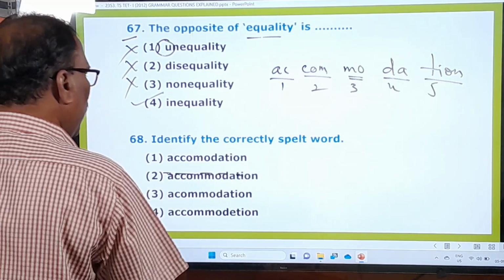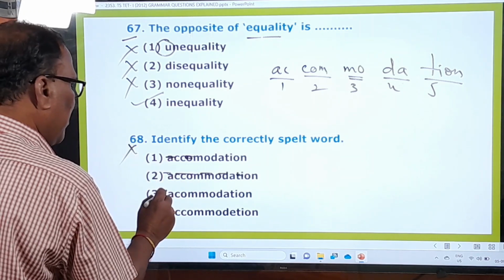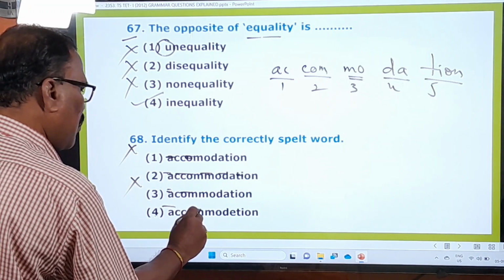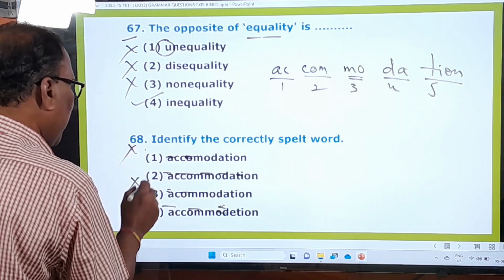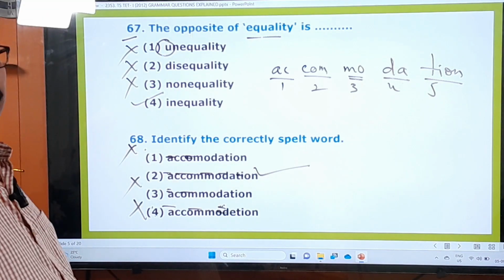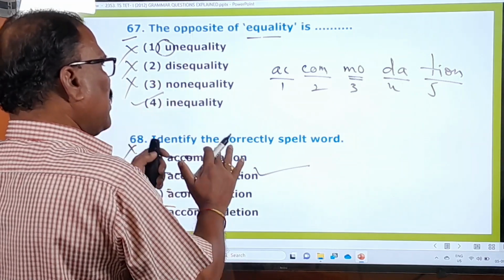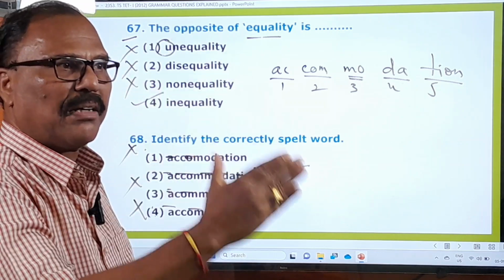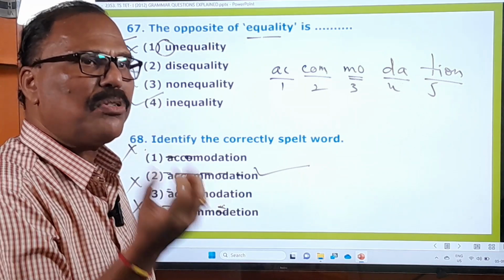Accommodation. So here 2 c's are there, but only 1 m is there. That's why this is wrong. Here 1 c is there, but 2 m's are there. It's wrong. And 2 c's, 2 m's are there, but de is there instead of da. That's why this is wrong. So the first, third and fourth ones are wrong, and only the second one is the right one. This is how you can choose the right spelling of a word. Whenever you have to choose the right spelling of a word, you must cut the word into syllables. Then automatically you can get almost the correct spelling.